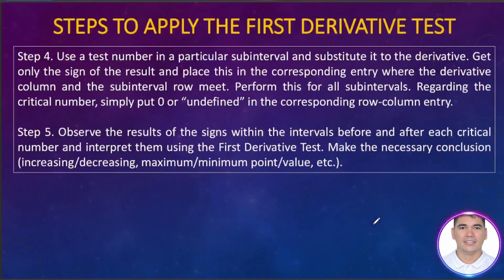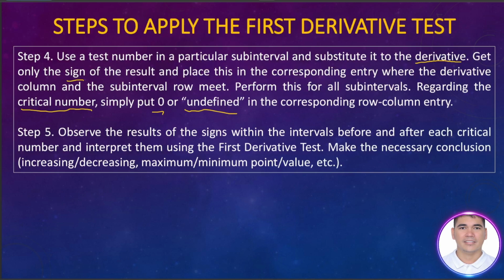Step 4, use a test number in a particular subinterval and substitute it to the derivative. Where do we substitute? In the derivative. Get only the sign of the result and place this in the corresponding entry where the derivative column and the subinterval row meet. Perform this for all subintervals regarding the critical number. Simply, for the critical number, we put 0 or undefined. Only two. It can be 0 or undefined in the corresponding row, column, entry.